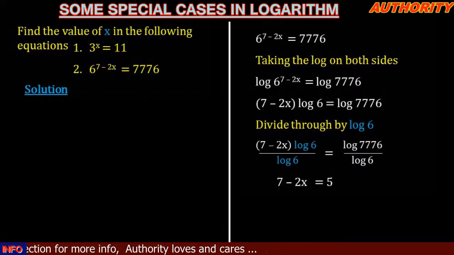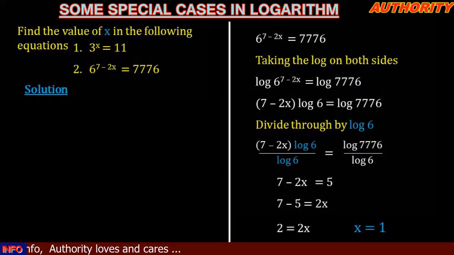Let's take minus 2x to the other side and 5 to this side. That means we have 7 minus 5 is equal to 2x. 7 minus 5 is 2. So we have 2 is equal to 2x. Divide both sides by 2, we have x is equal to 1.